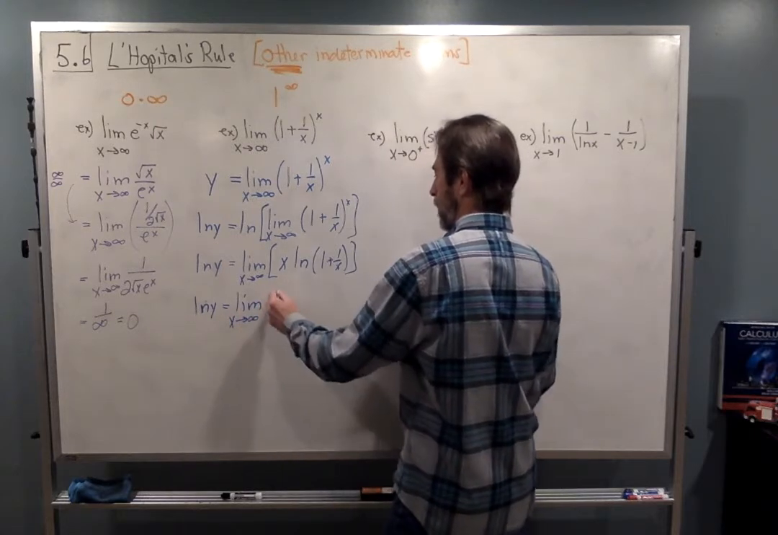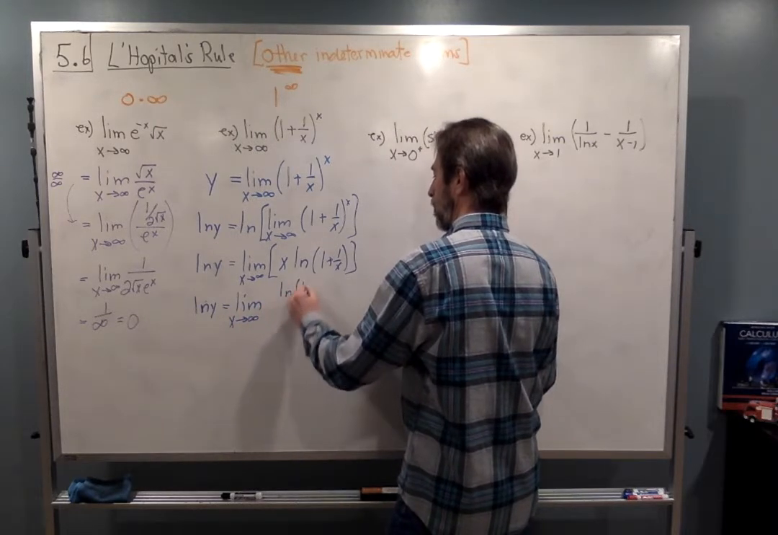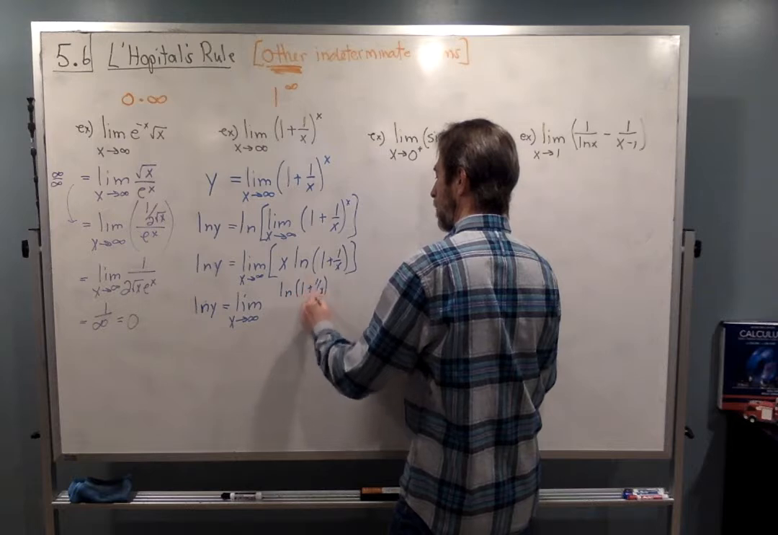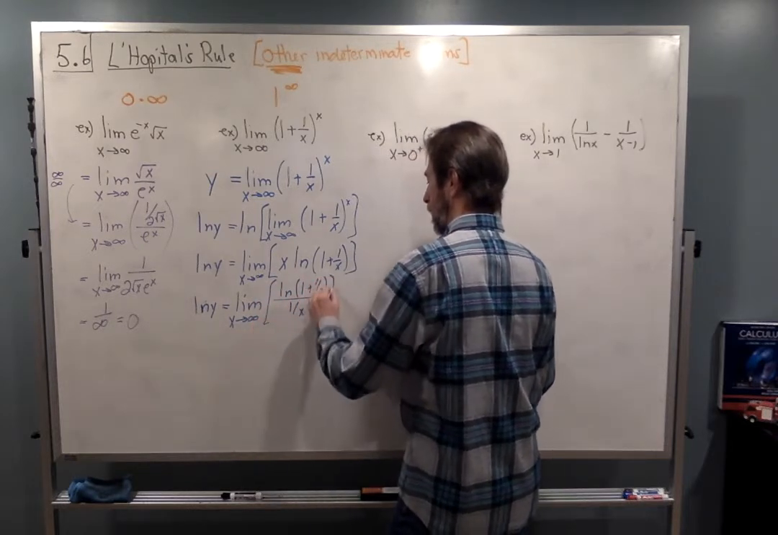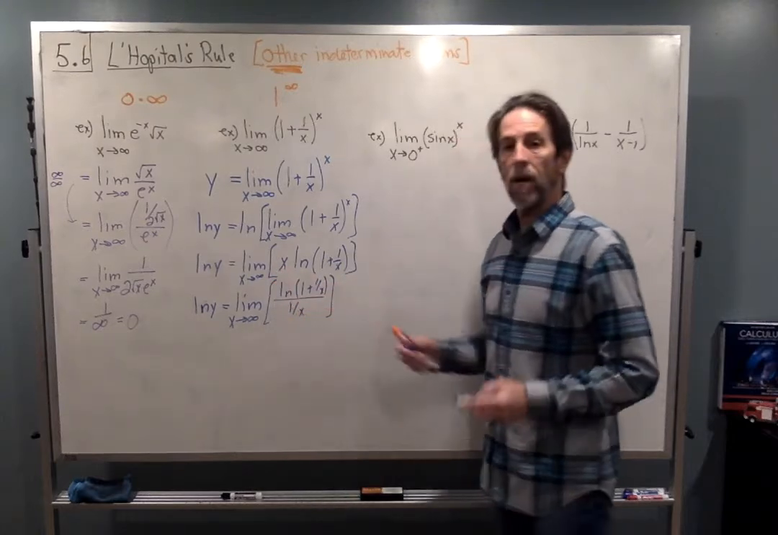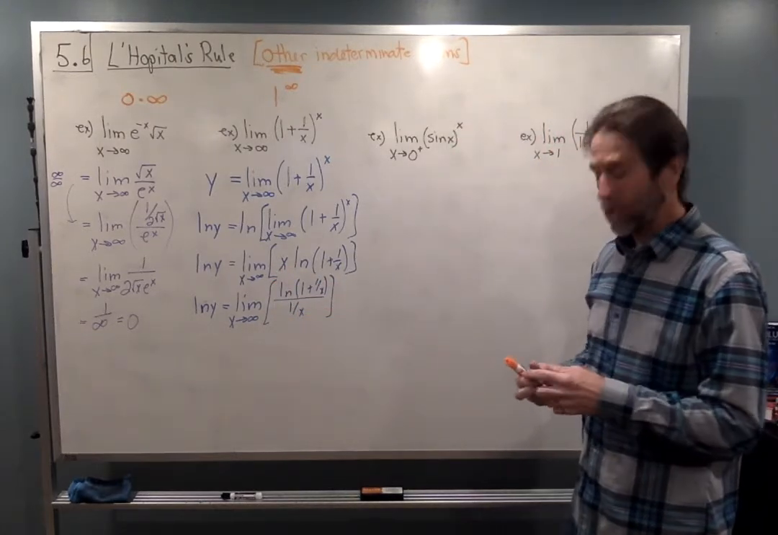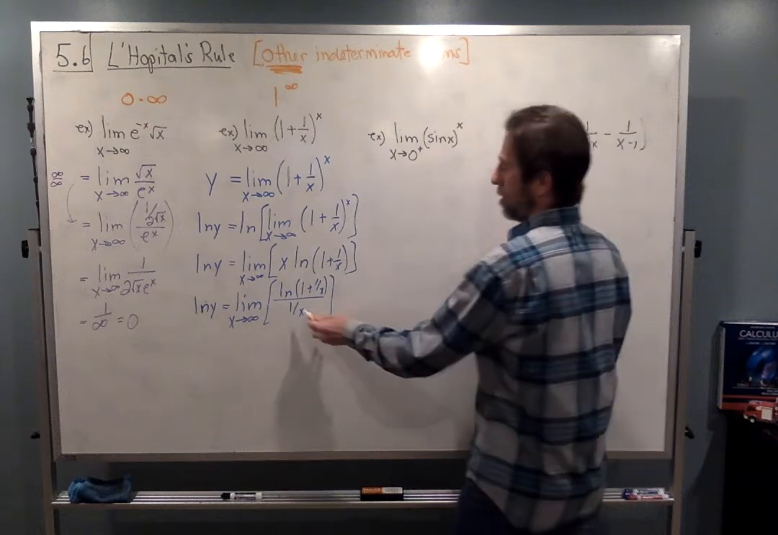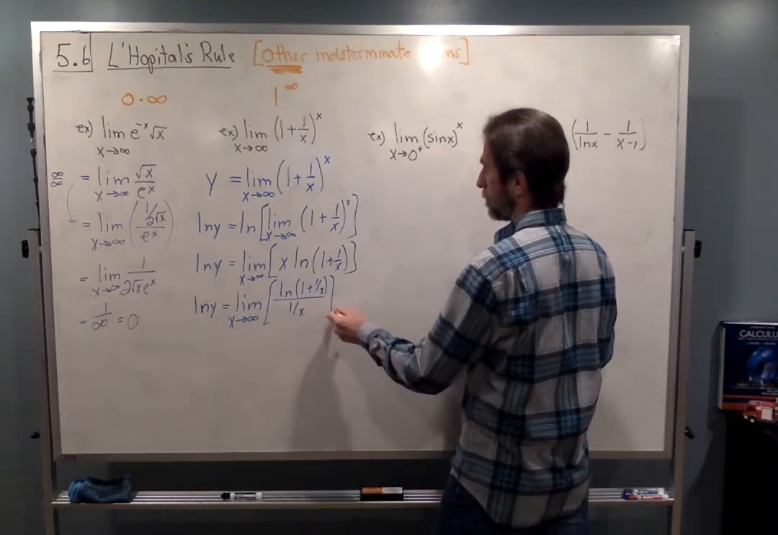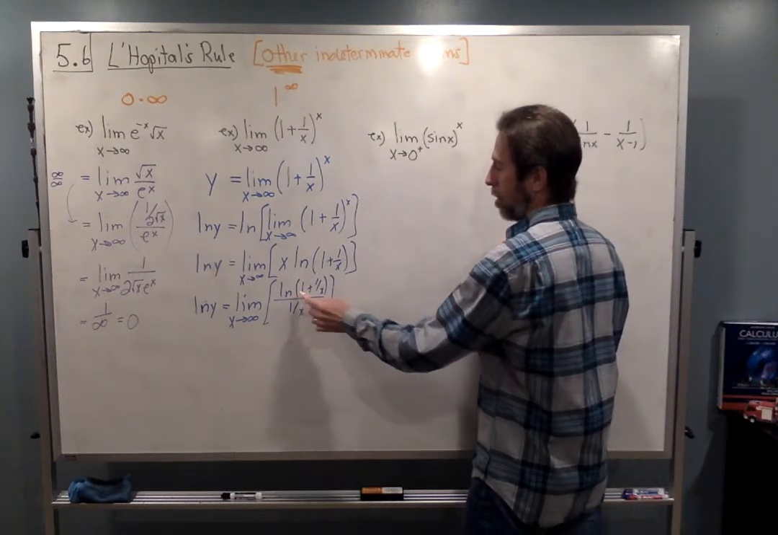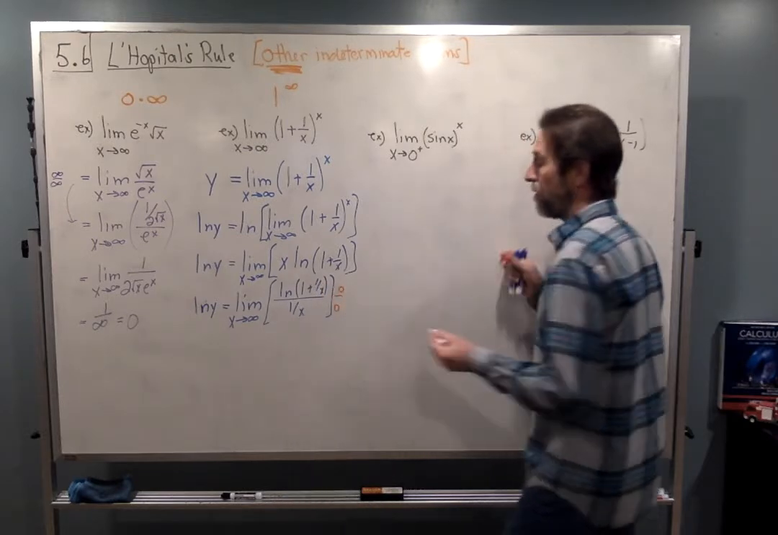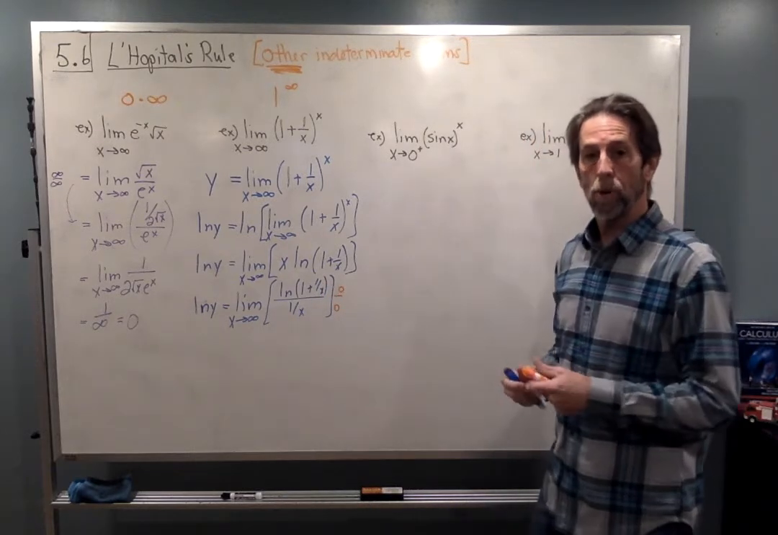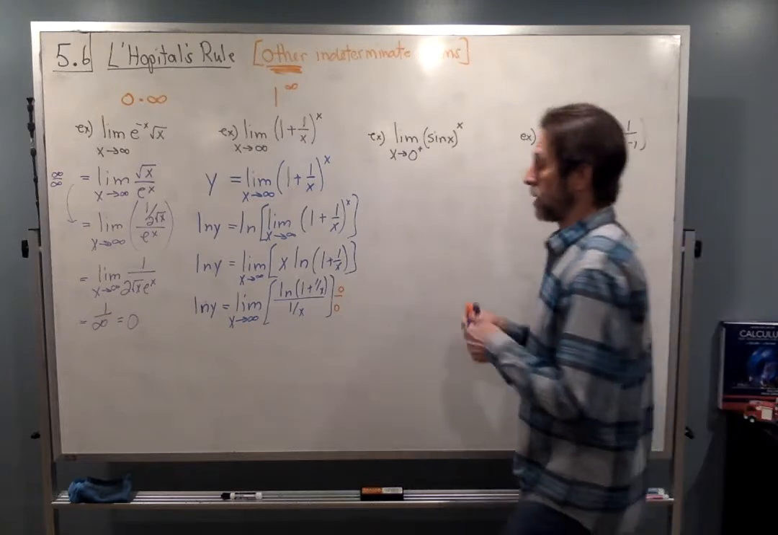I'll make it the log of 1 plus 1 over x divided by 1 over x. Instead of multiplying by x, I can divide by 1 over x. Now if I try direct substitution, 1 over infinity is 0. Log of 1 plus 1 over infinity is also going to be 0. I finally have a situation where I can apply L'Hopital's rule.